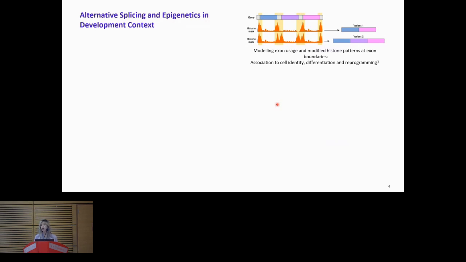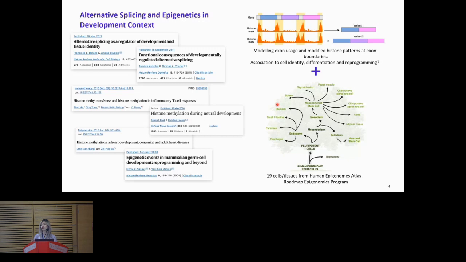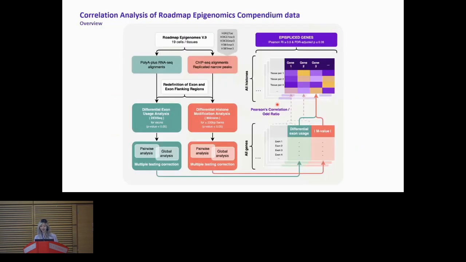Secondly, we know as well that alternative splicing and histone modification have been linked extensively to developmental processes, because they create a large reservoir of transcripts and phenotypes. So in the second part, we looked at whether the connection between the locally enriched histone marks and the exon usage, or the splicing decision, has something to do with developmental processes. We achieved that goal by looking at 19 cells and tissues from the Human Epigenome Atlas, which is part of the Roadmap Epigenomics program. Now we'll go into more detail on what we have done with this data.